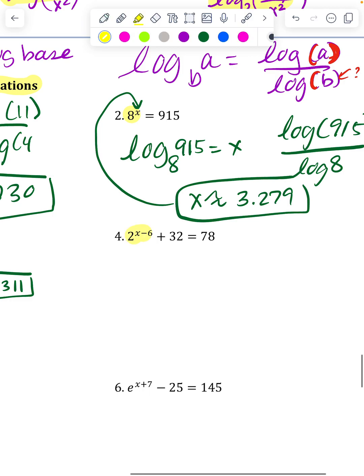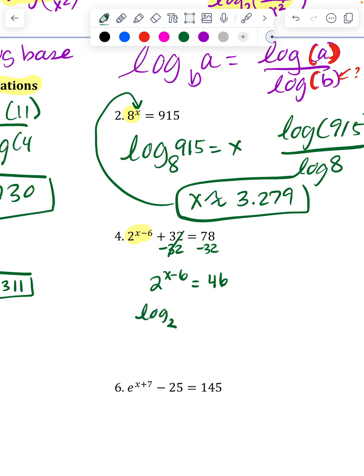So here the part that I'm going to need alone is this. So I'm going to begin by taking away the 32 so that I can have that part alone, and then I'll be able to use a log to get rid of that. So if I take my 78 and take away the 32, I'm at 46. So log base 2 of that 46, and then the power is alone on the other side. This I type into my calculator. You should come up with about 5.524. Make sure you can do that. Like try it on your own calculator and figure that out.